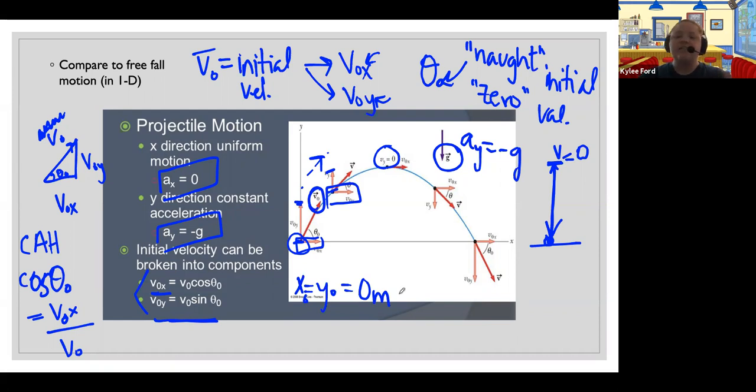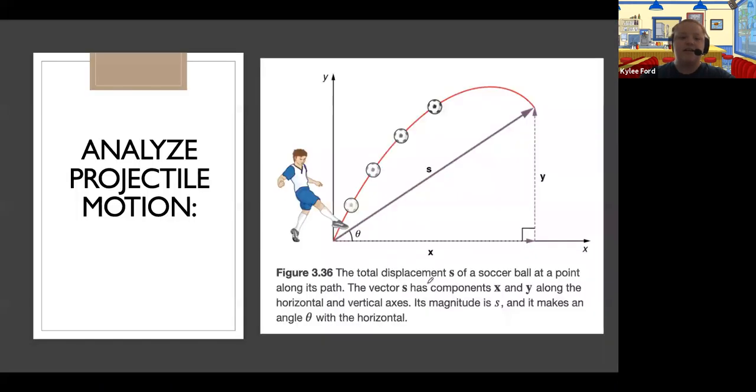And this is again that idea that the x and the y directions of motion are completely independent of each other. All right, so hopefully that made some sense. So let's move on to our next slide here.